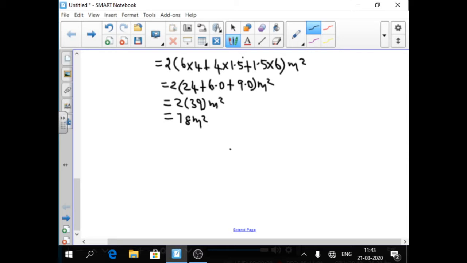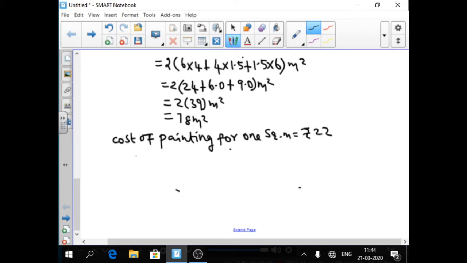So this problem, find the cost of painting the entire outer surface area at the rate of 22 per meter square. So cost of painting for 1 square meter is equal to rupees 22.